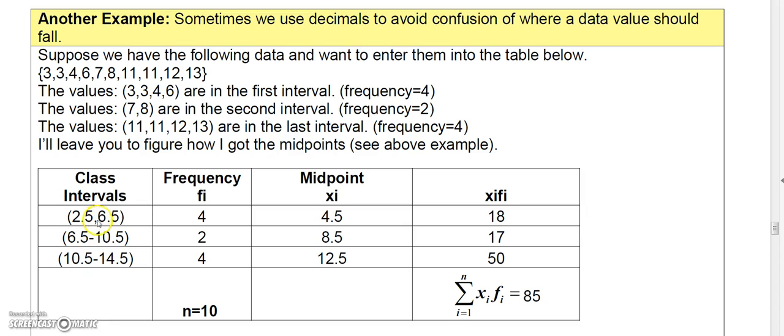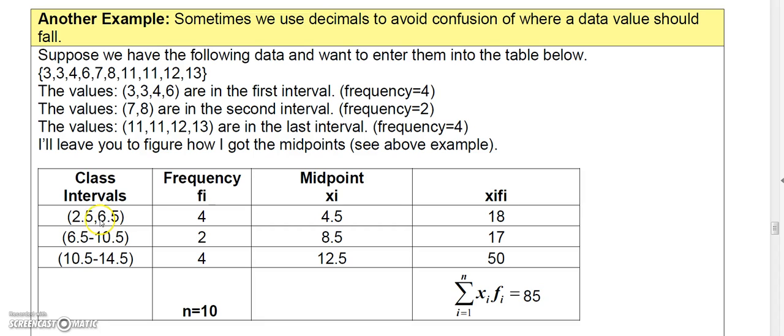So now let's take a look. How many values do I have from 2.5 to 6.5? So I have 4, 3, 3, 4, and 6. How many values do I have in the range 6.5 to 10.5? I have 2 values, 7 and 8. And then how many values from 10.5 to 14.5? I have 4 values, 11, 11, 12, and 13. Now, so the frequency is I have 4 values in here, I have 2 values in here, and I have 4 values in here.